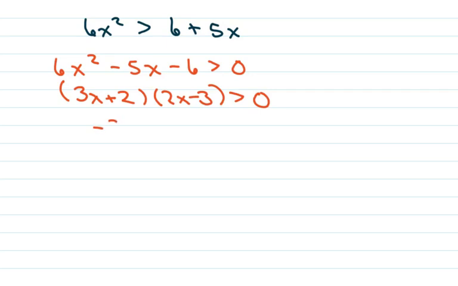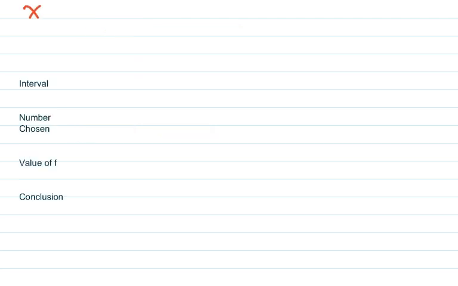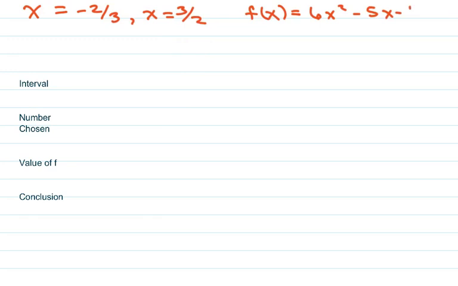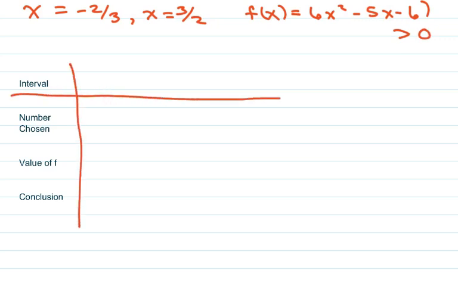So my solution sets are negative 2/3. And this one's going to be 3/2. So x equals this, and x equals 3/2. Alright? Now, let's go in order here, x equals negative 2/3, and x equals 3/2. And our equation we're going to evaluate with is 6x squared minus 5x minus 6. And we do want this whole thing to be positive. So let's do our intervals.